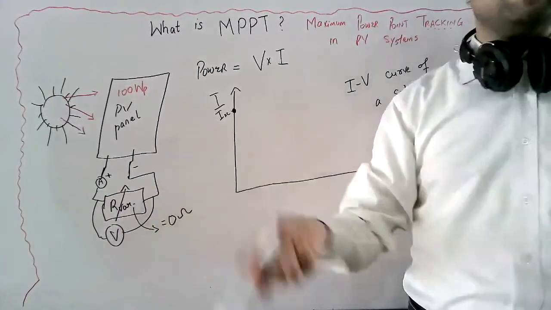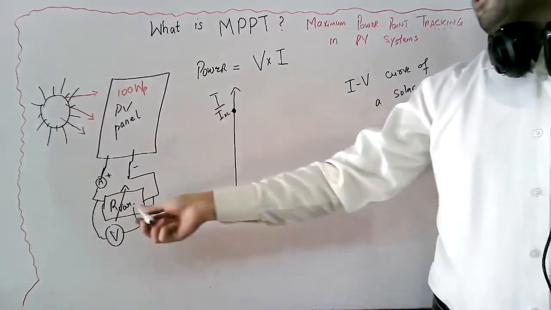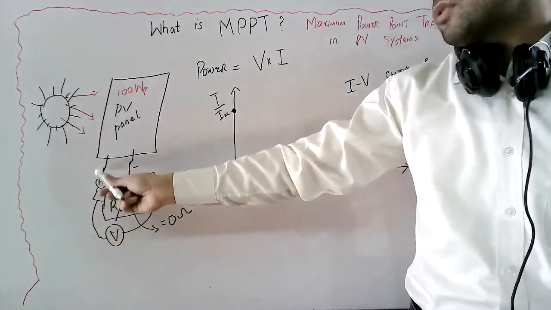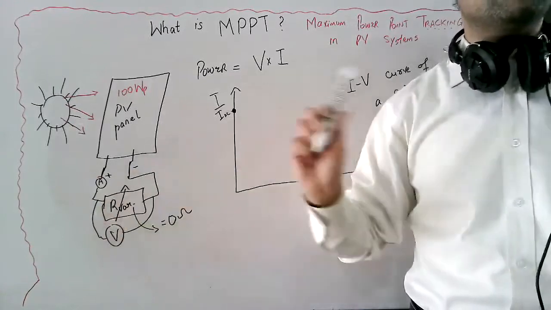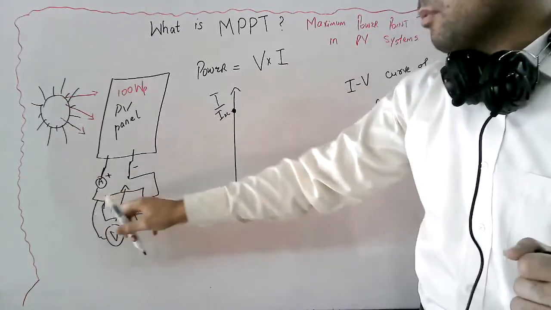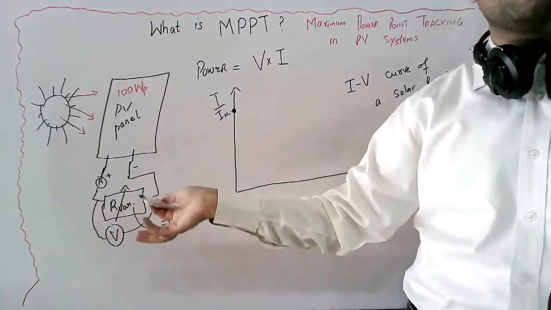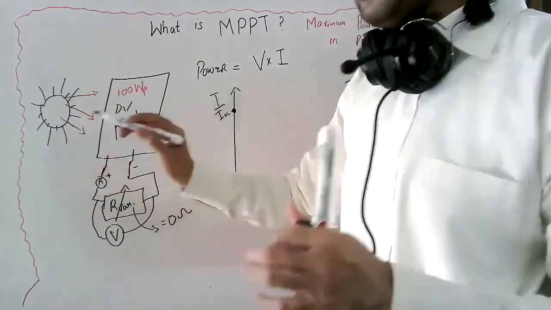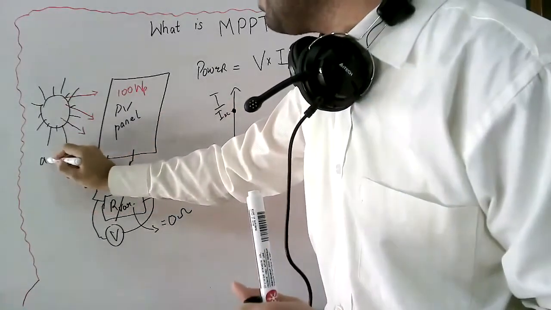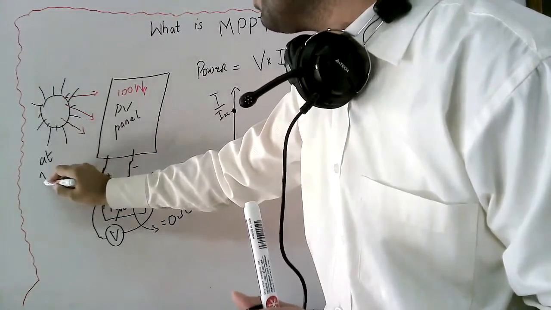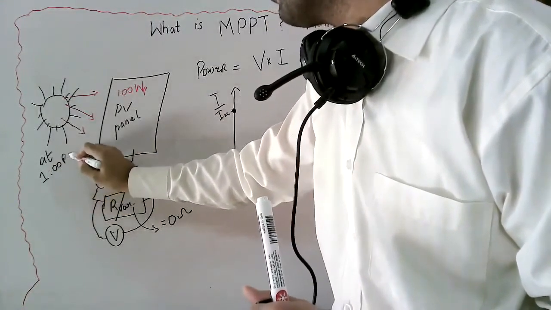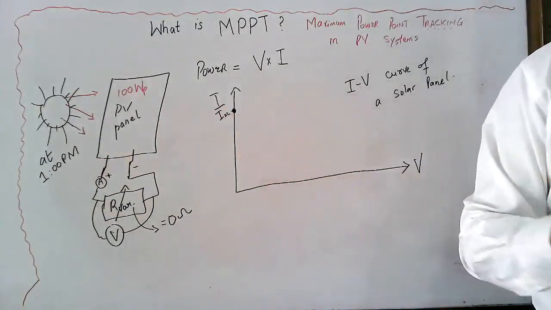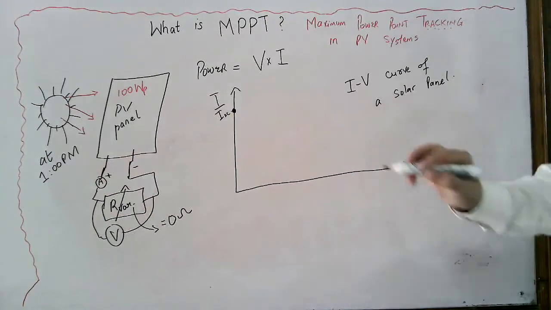Now you keep on increasing the value of this resistance up to the point that it is a very high value and the current here is almost 0. Then at that instant, what will be the voltage here? The voltage will be the maximum possible voltage. Let's say you are plotting this IV curve at 1 p.m.